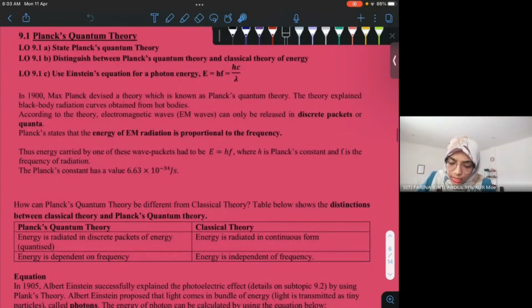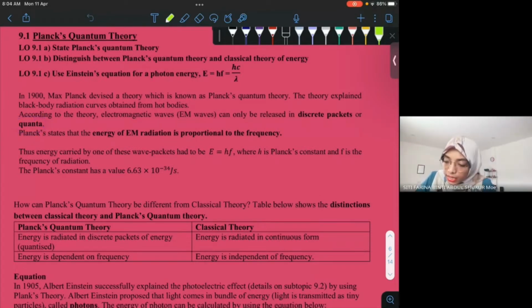Okay, so basically in 1900, Max Planck devised a theory which is known as Planck's quantum theory. The theory explains black body radiation curves obtained from hot bodies. However, the part yang kita nak fokus based on Planck's experiment adalah, according to the theory, he made a conclusion that electromagnetic wave, EM waves, can only be released in discrete packets or quanta.